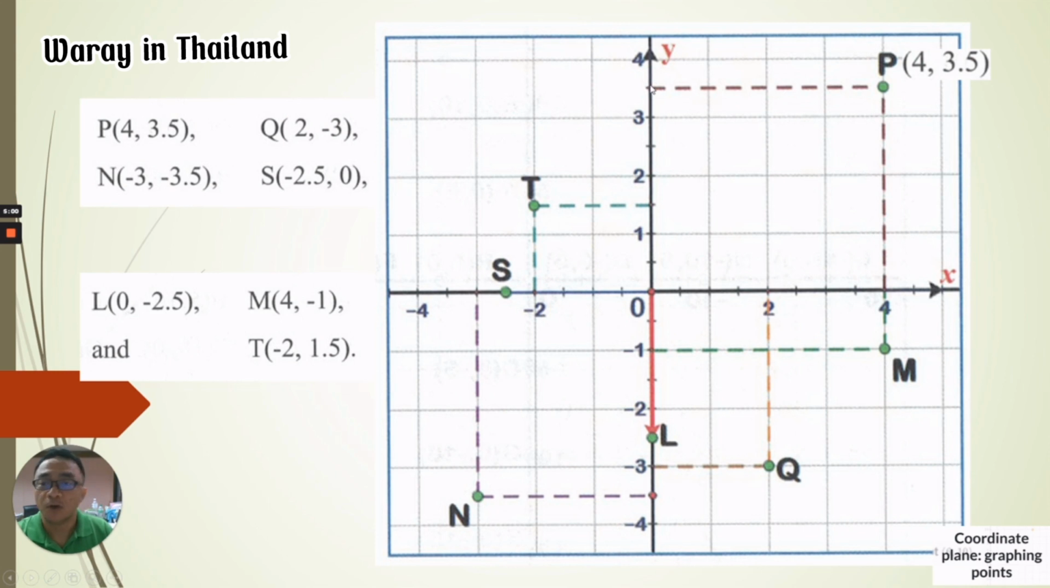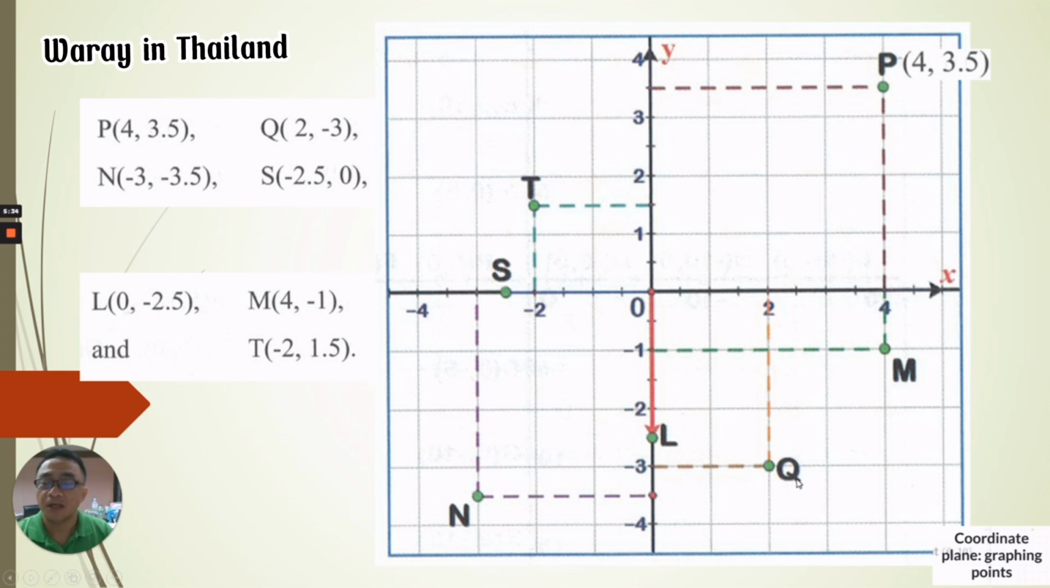Or if we say Q, we have positive and negative. So positive and negative can be found in the fourth quadrant, right? Positive for x, negative for y. So therefore we have here 2, this one, and 3, negative. So they will meet here at this point Q.